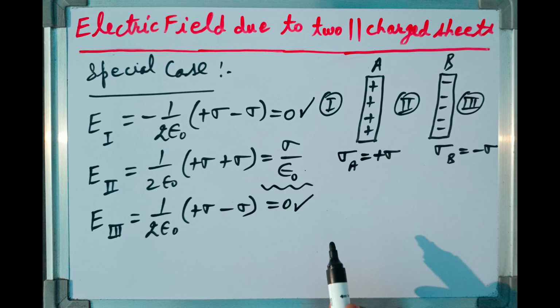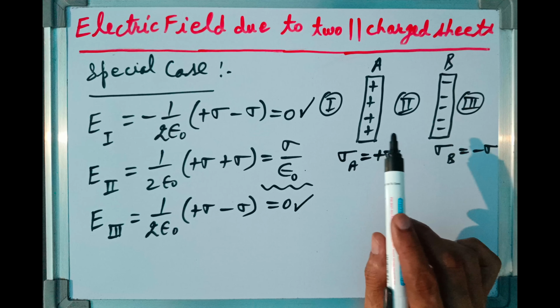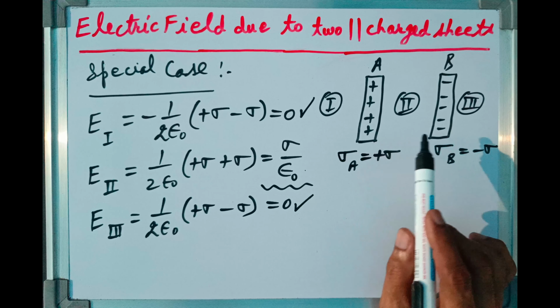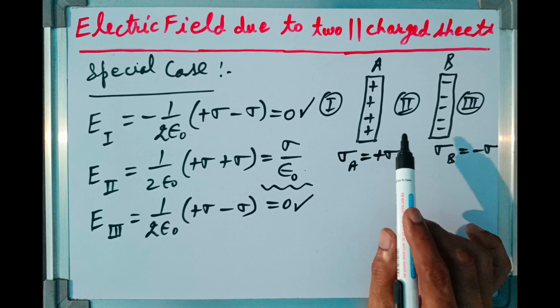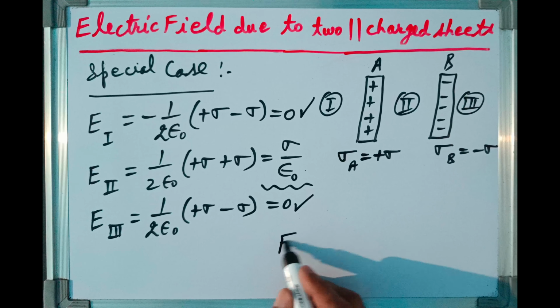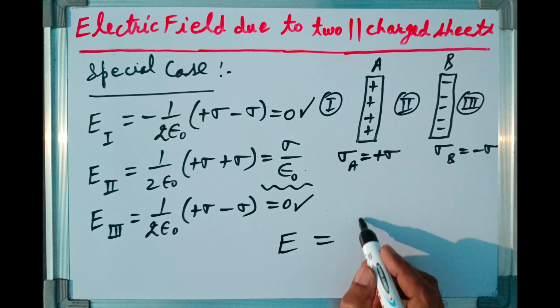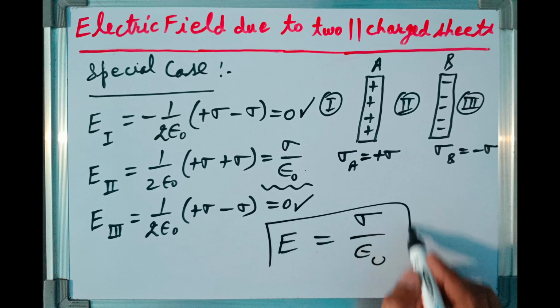So we can conclude that net electric field due to two parallel equally and oppositely charged sheets is non-zero only in the space between the sheets, and the answer for net electric field is equal to sigma upon epsilon naught. That's all.